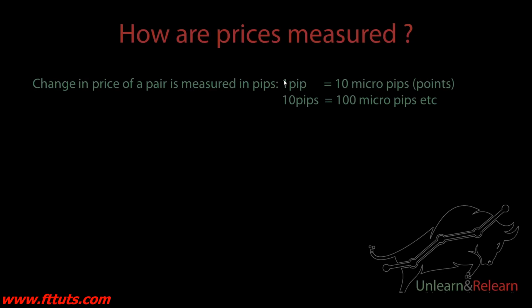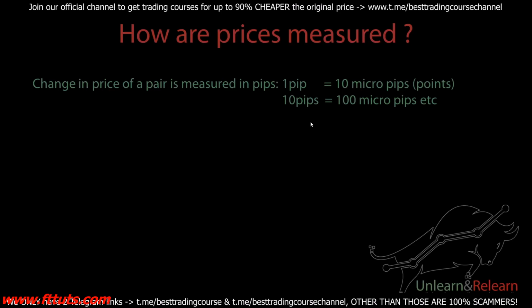In the same way, 10 pips equals 100 micropips. So basically, we're only going to talk about pips in terms of pips. When you say your price moved 10 pips, that's 100 micropips or 100 points. For general talking terms, we're only going to focus on 1 pip, 10 pips, 15 pips, and so on.